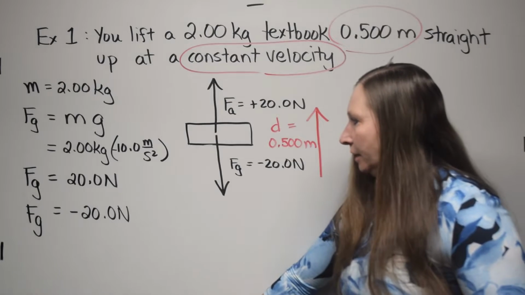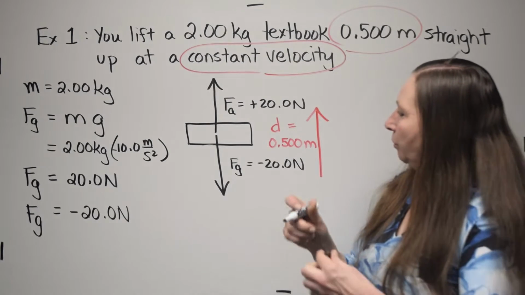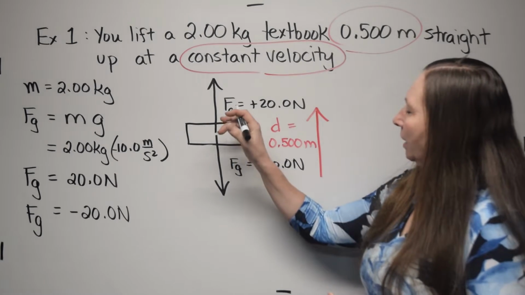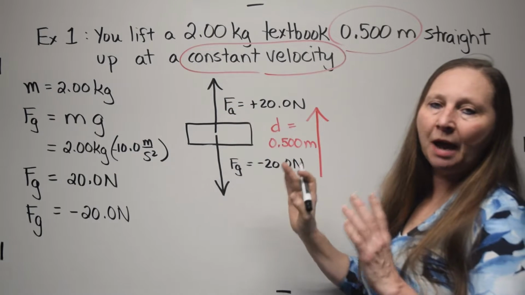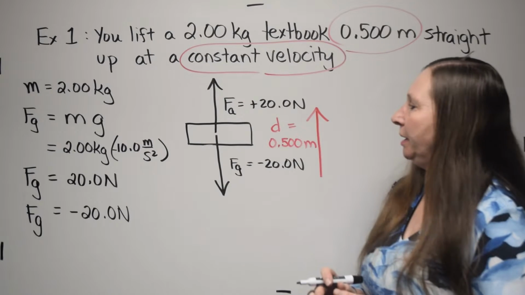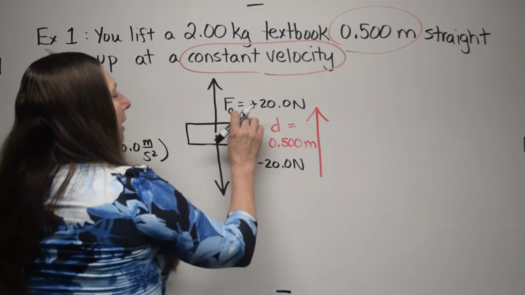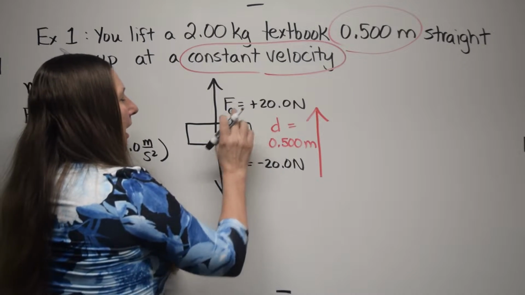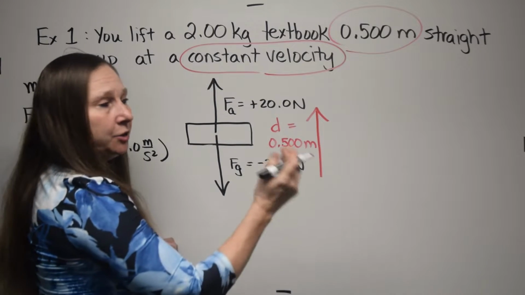Now we want to look at the directions. We want to see if the force is parallel to the displacement. If the force is parallel to the displacement, work is being done. Let's look at the applied force first. The applied force is straight up. The displacement is straight up.